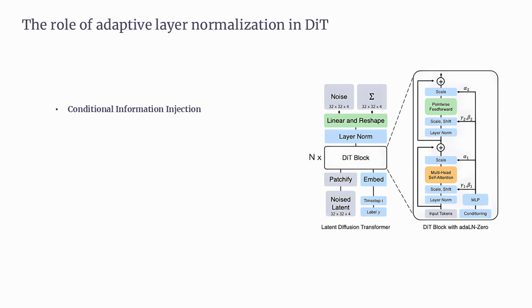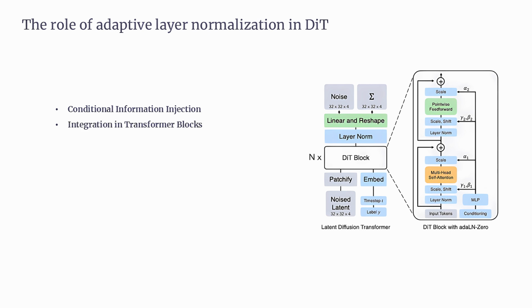Here's how it works. AdaLN allows the model to use external inputs such as diffusion timesteps, class labels, or text embeddings. These conditional inputs are used to generate scale and shift parameters that modify the input sequences at each stage. These adjustments help the model learn to generate images that align with the provided conditions.